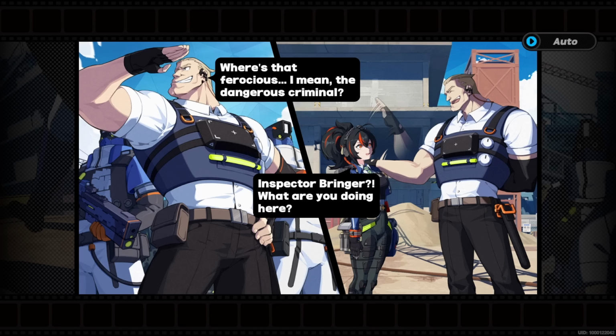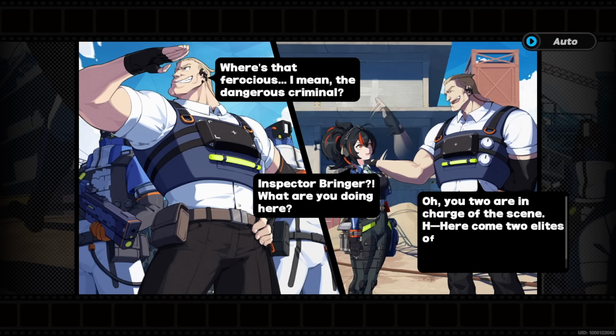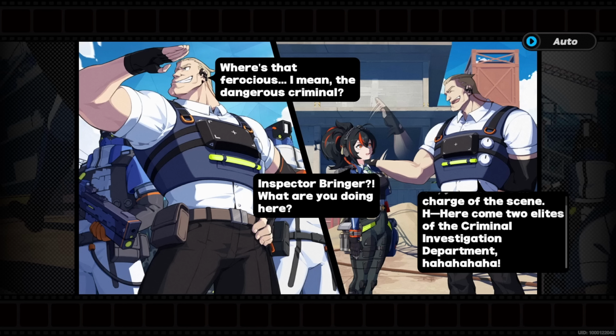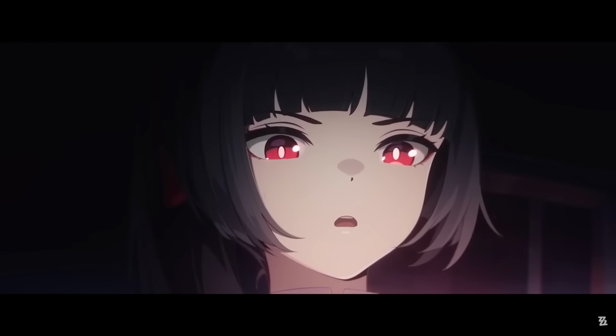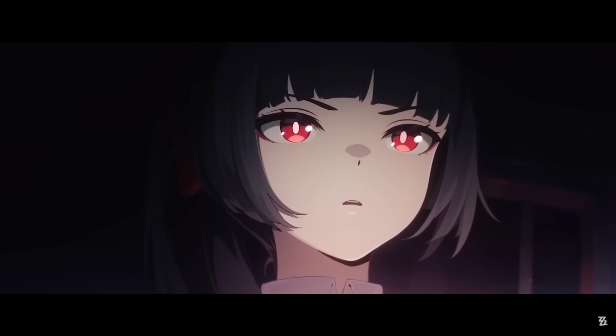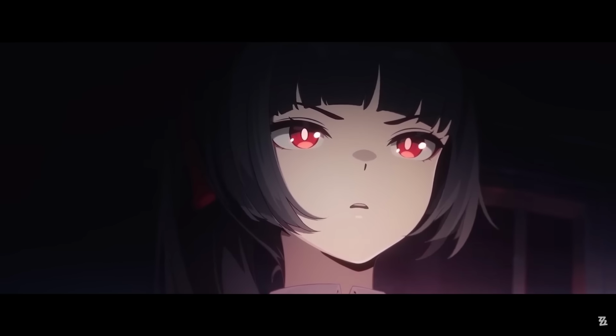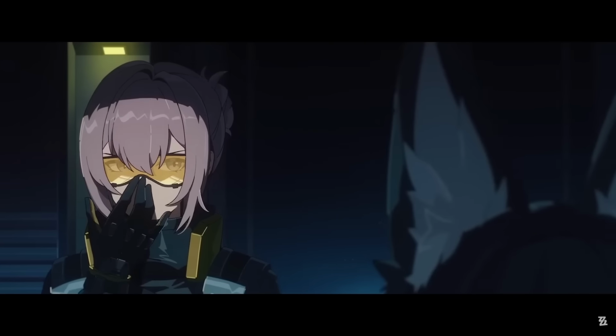Earlier I mentioned how Bringer is more of an antagonist to Zhuyuan and Miyabi and not Phaethon. Bringer's connection to Zhuyuan is obvious. He saved her when she was younger, and she looks up to him. With Miyabi, Bringer represents everything she fights against. Section 6's whole motto is that they eradicate all evil and that they decide who's evil.